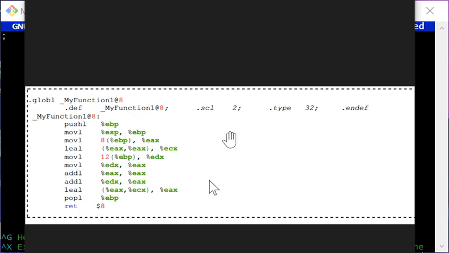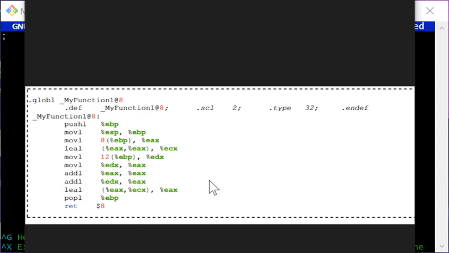Then the value at EBP plus 8 is doubled, and after that the value at EBP plus 12 is tripled. Therefore positive 8 is x and positive 12 is y. Again, these values are pushed in right to left order. This function also cleans its own stack with the ret instruction, as you can see here, the ret 8 instruction.